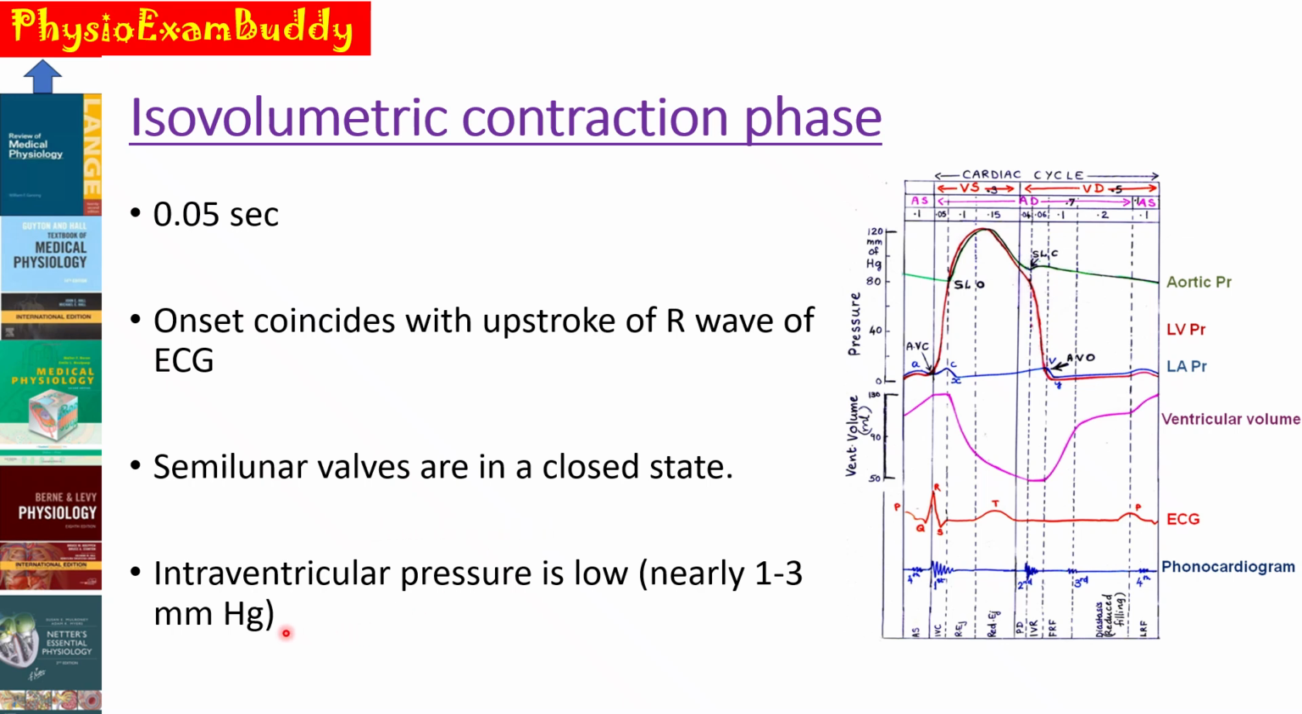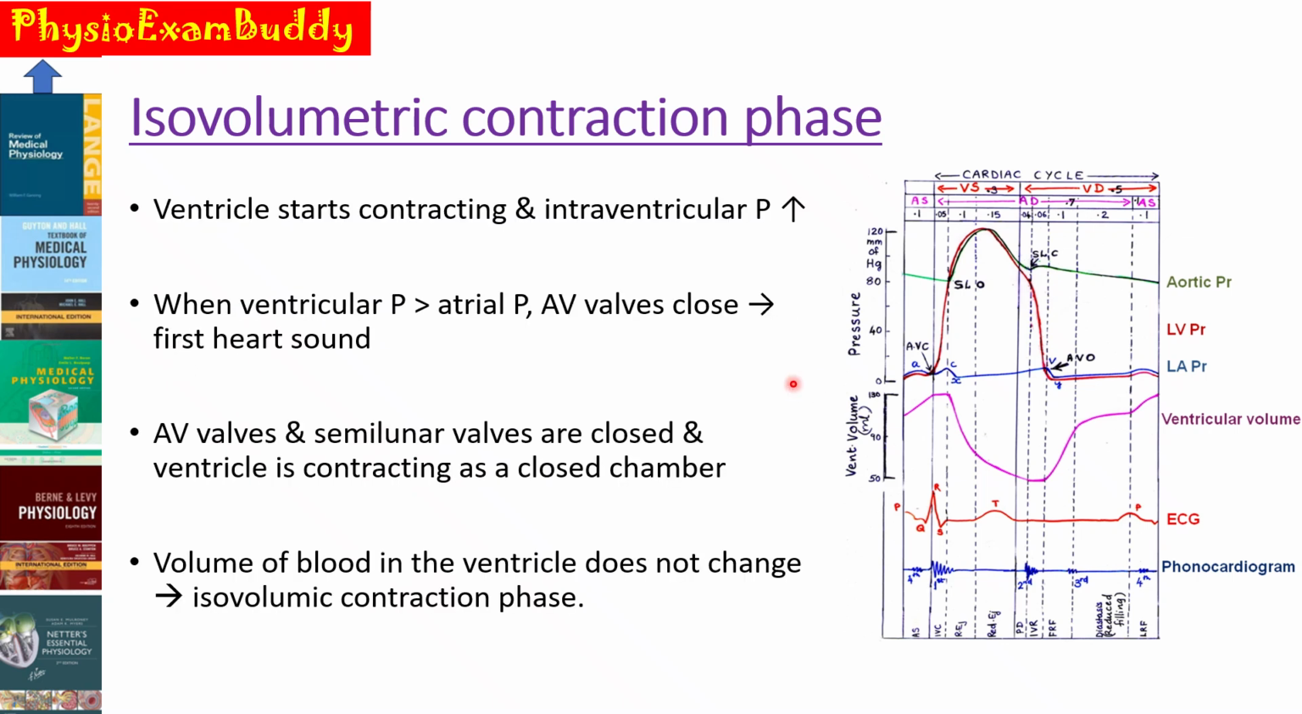So the intraventricular pressure is very low, nearly 1 to 3 millimeters of mercury. In this phase, the pressure has to be drawn as only a very low pressure, 1 to 3 millimeters of mercury. Now, as the ventricular systole begins, that is, the ventricle starts contracting, what happens? The intraventricular pressure will start increasing. So when the ventricular pressure exceeds the atrial pressure, what happens?